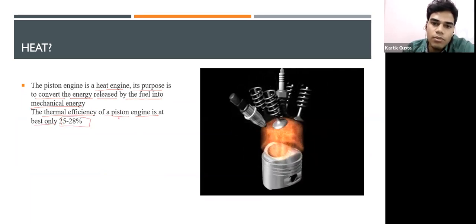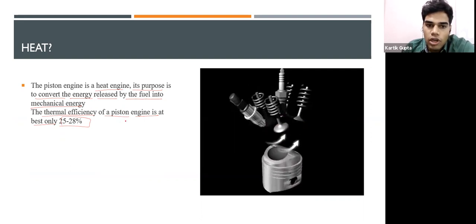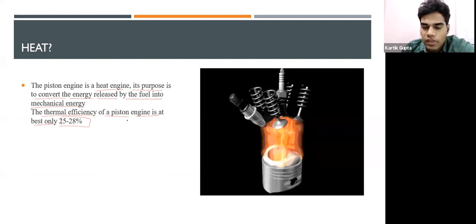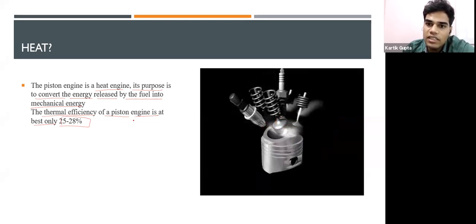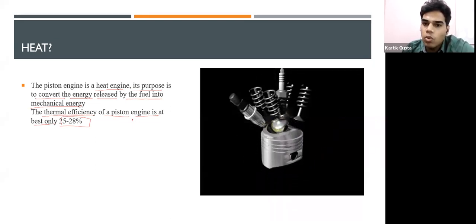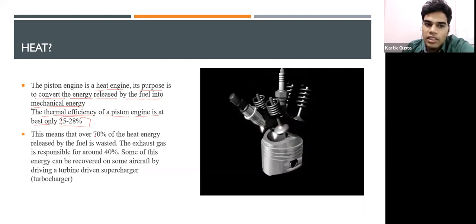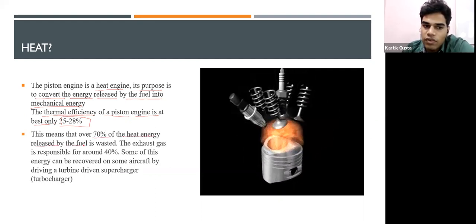Now I remember telling the thermal efficiency formula. So according to thermal efficiency of the piston engine, it is just 25%. All other 75% is just wasted into heat. We want to reduce this. Okay, this means that around 70% of the heat energy released by fuel is wasted.